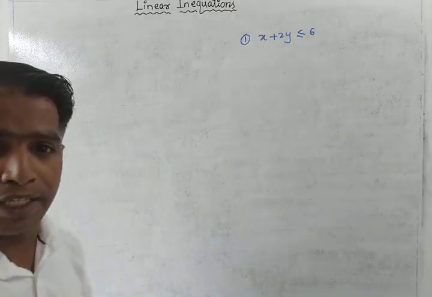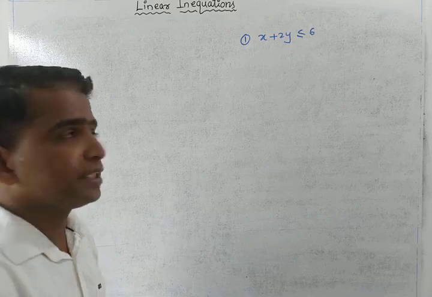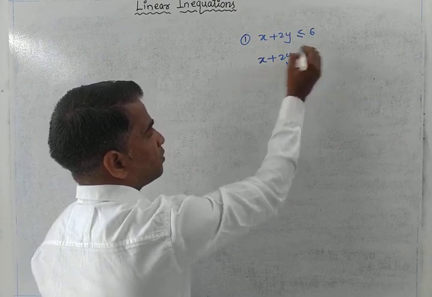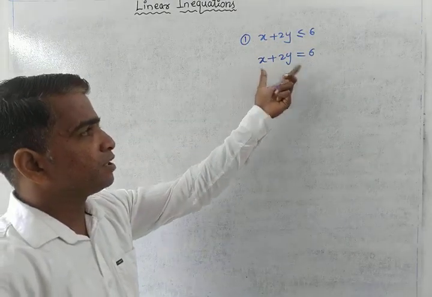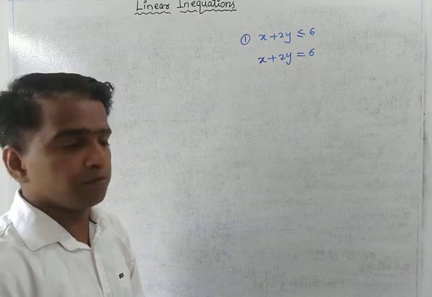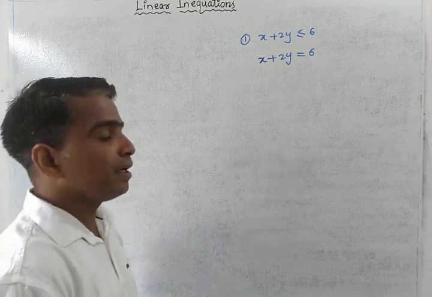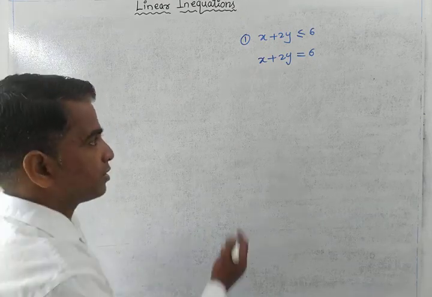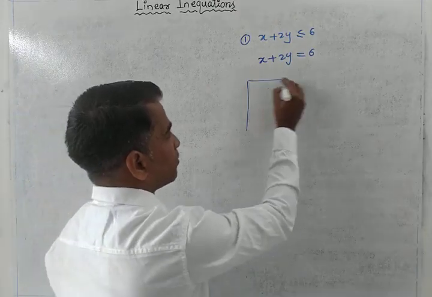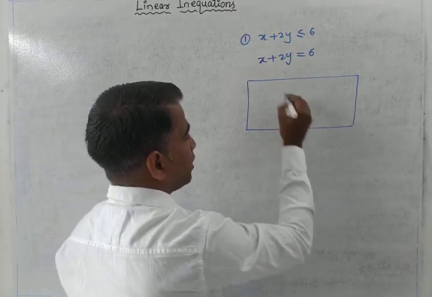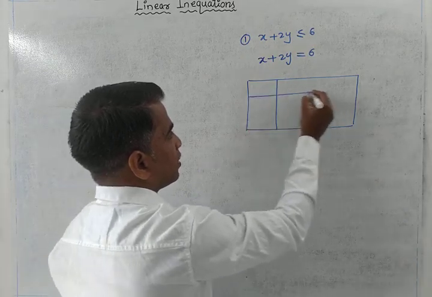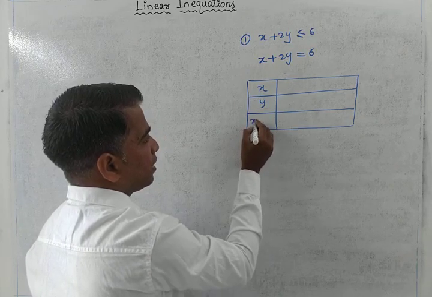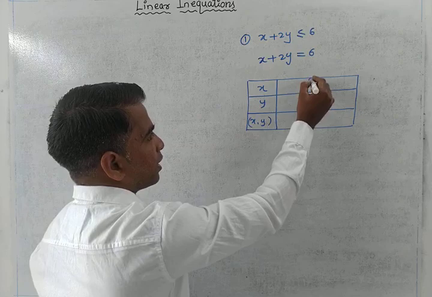So for this linear inequation, first we will consider its linear equation, and its linear equation is x plus 2y is equal to 6. This is always the first step, consideration of the linear equation before drawing the graph, because for drawing the graph we have to understand which points will lie on the x and y axes. So for this we have to draw one table, and that table will be filled by using the points of the linear equation. So here x, y and coordinate x comma y.